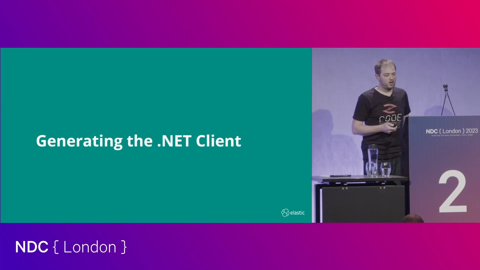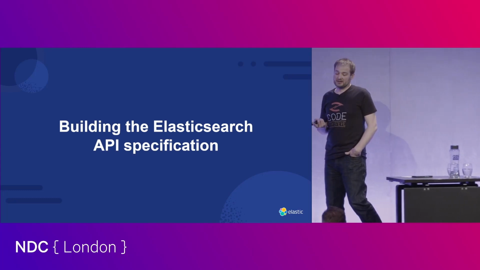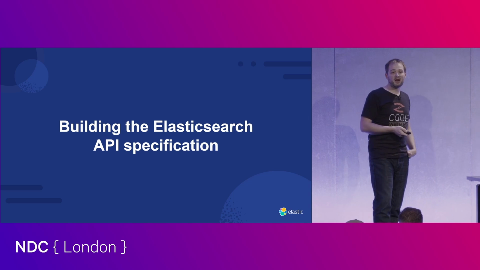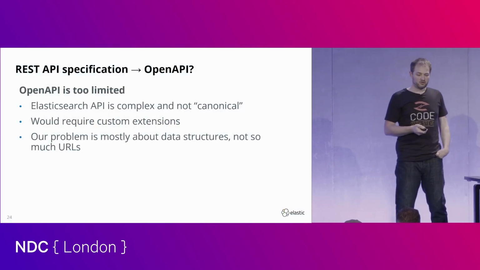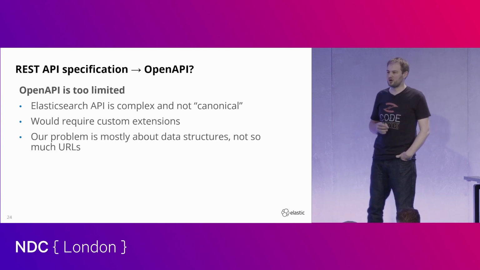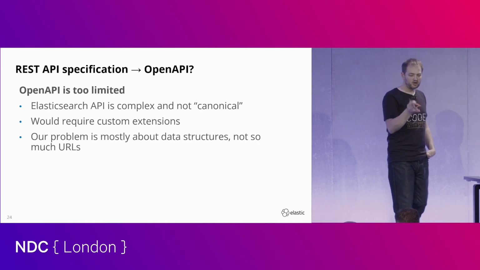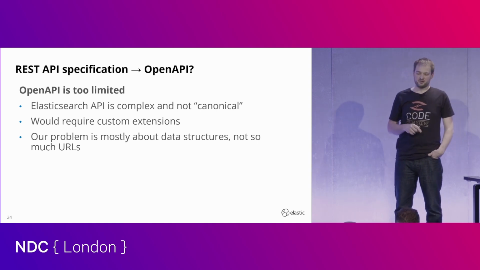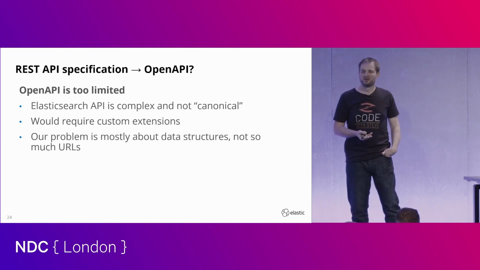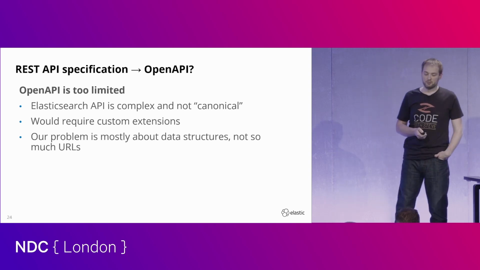So moving on then, let's think about generating the .NET client. We're going to need a spec. And how do you define a specification for something that's quite complex, like Elasticsearch? I wasn't there when the team started this piece of work. I've been at Elastic just over 2 years actually, and this kicked off just before I joined. The team first assessed something like OpenAPI. This is a specification for defining and specifying HTTP APIs.